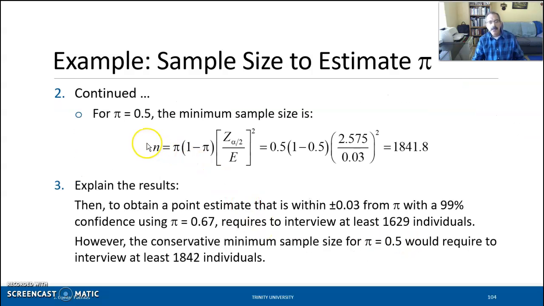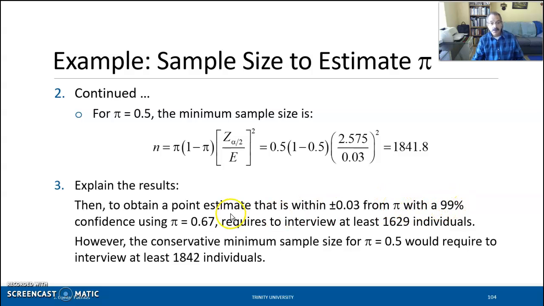All right, let's look at the example where pi is 0.5. Again, we use the information that we had, except that pi now is 0.5, and that gives us 1,841.8, rounding it up to 1,842.